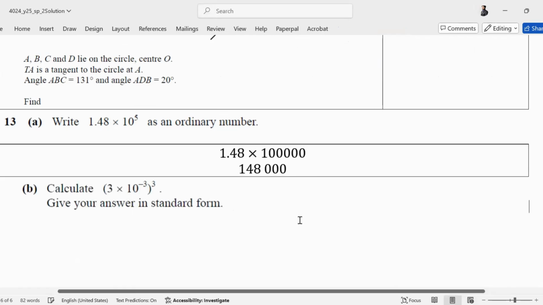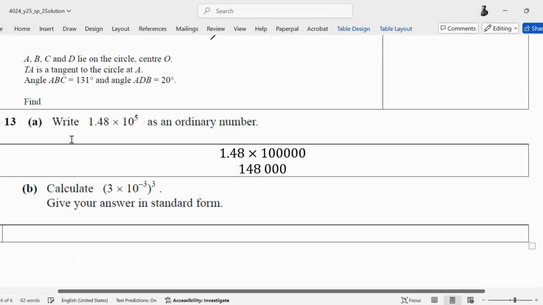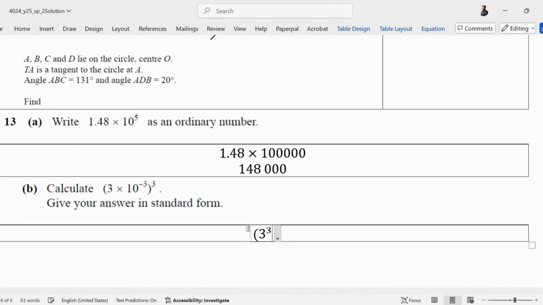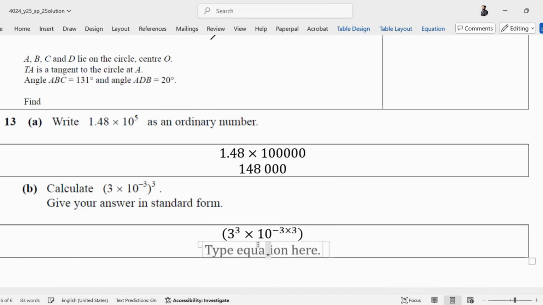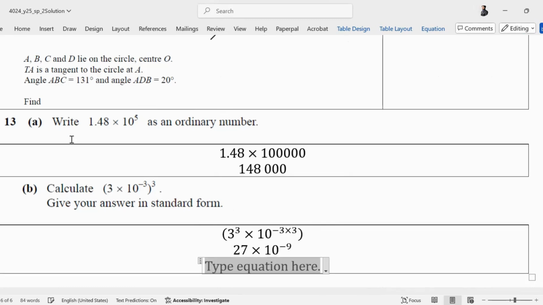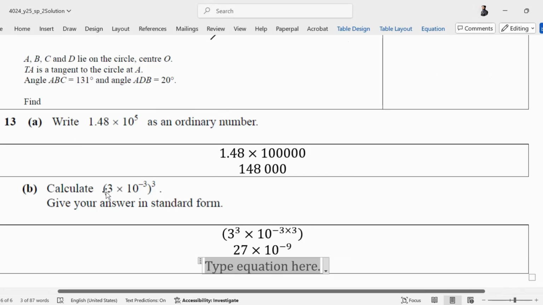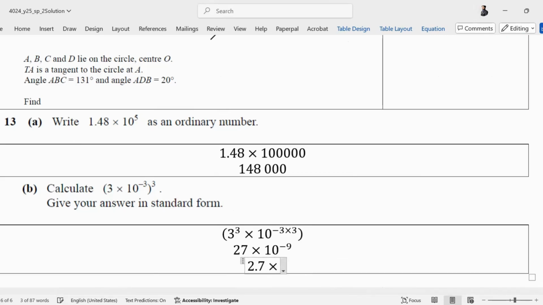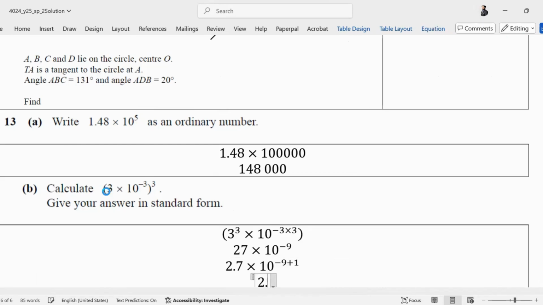Okay, now the next part is about cubing this. Because they are multiplying, I'll say it is 3 cube times exponent minus 3 will also multiply by 3. And the answer will be 27 exponent minus 9. So now this number is greater than 10. I'll reduce the number, so I'll increase the exponent, minus 9 plus 1. So 2.7 exponent minus 8.